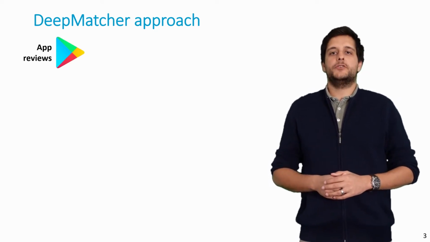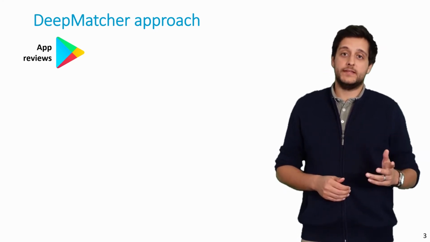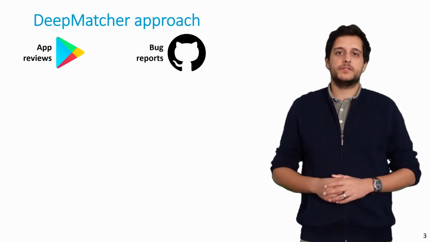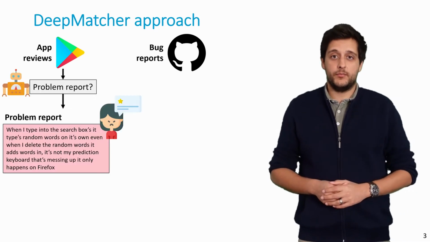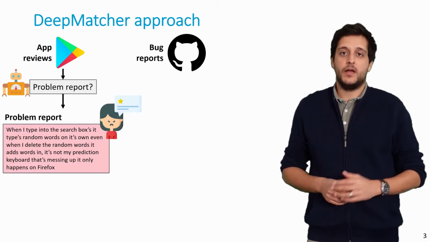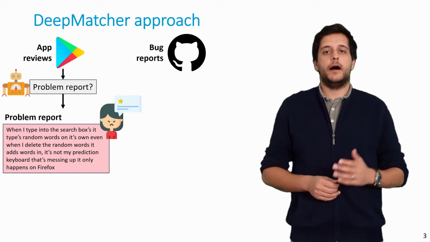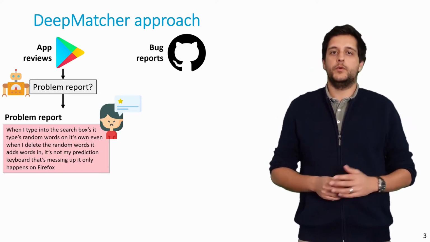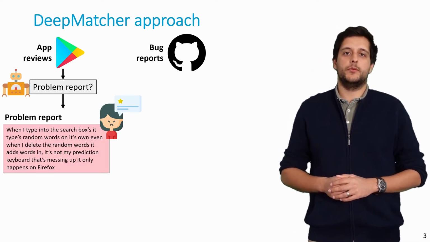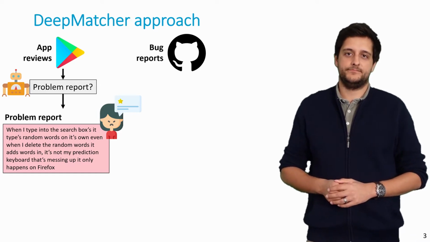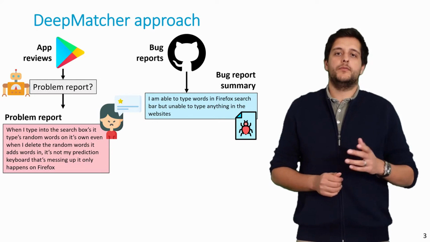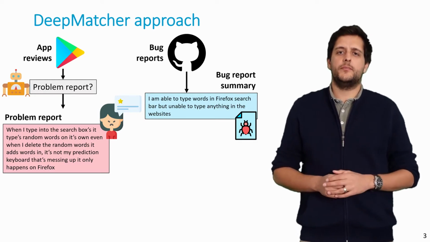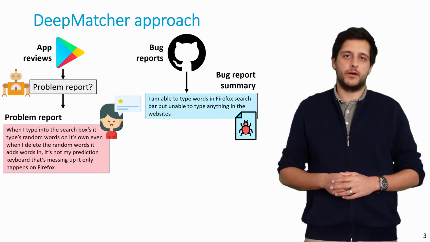So how does it work? DeepMatcher uses app reviews from the Google Play Store and bug reports from issue trackers. We first identify problem reports in app reviews. For this, we relied on our previous work in which we already developed the problem report classification. From the bug reports, we use the summary. Previous research has shown that the relevant information is already contained in the bug report summary.